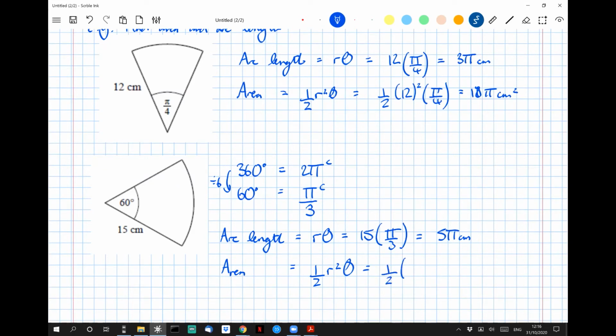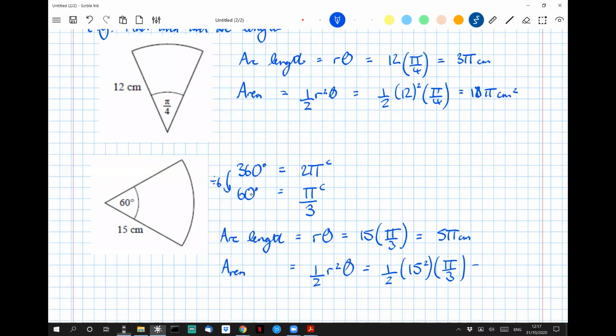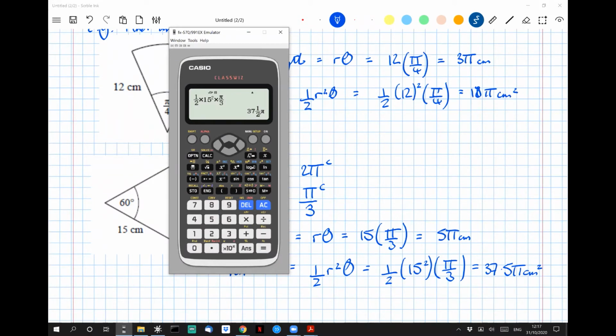Equals a half R squared theta. Won't try and do that in my head. A half R squared theta equals 37.5 pi centimeters squared. And annoyingly, my calculator's in mixed number mode.